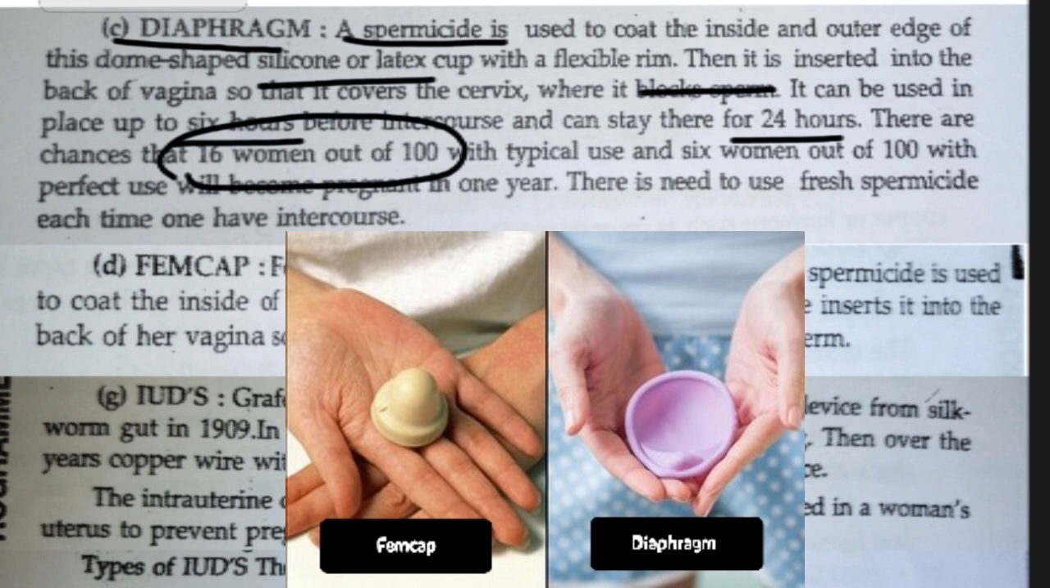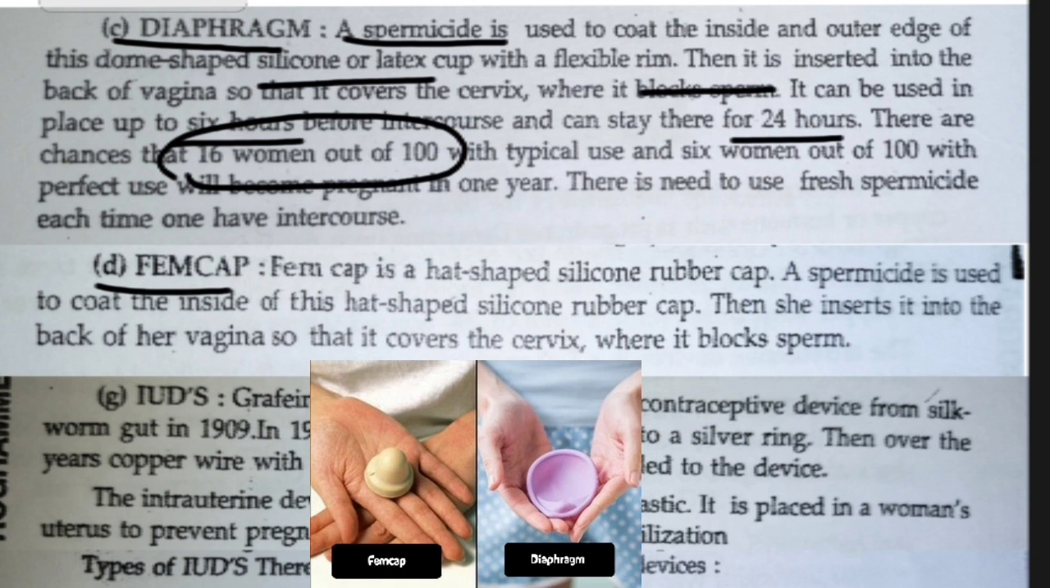Next is the femcap. Femcap is a hat-like structure made of silicone rubber, covered with spermicide, and placed inside the vagina to block the cervix, which blocks the entry of sperm.